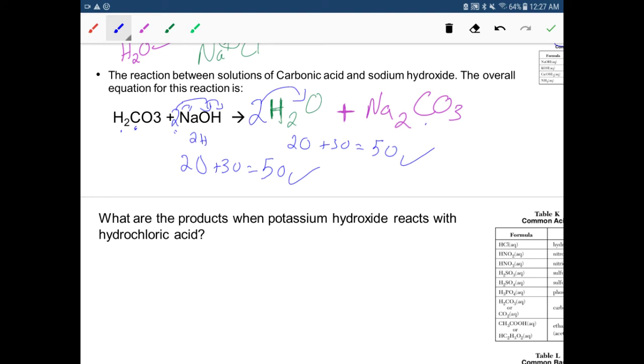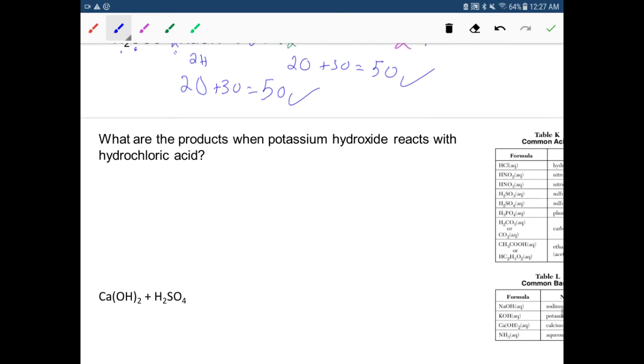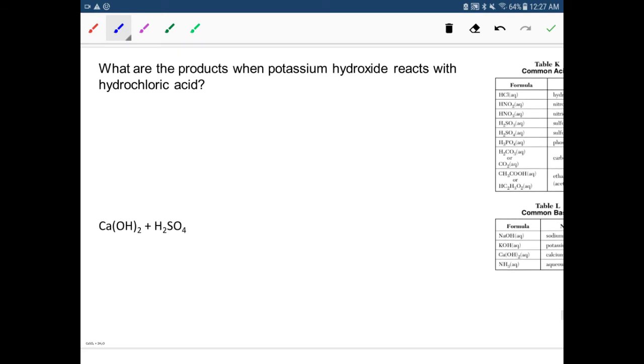But you only do this if the question is asking you to balance, to write a balanced chemical equation or chemical reaction. If it doesn't ask for a balanced chemical reaction, you'll be good by just writing the products without balancing. Okay. Third example here.